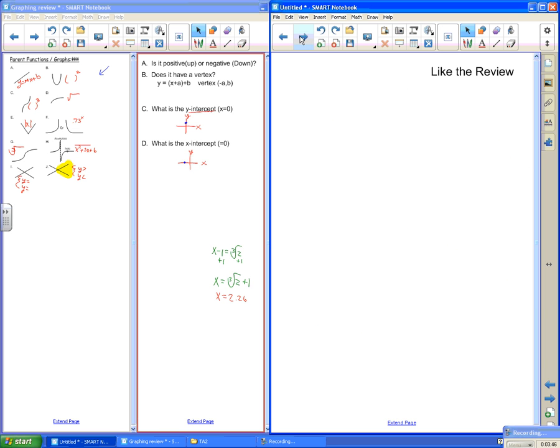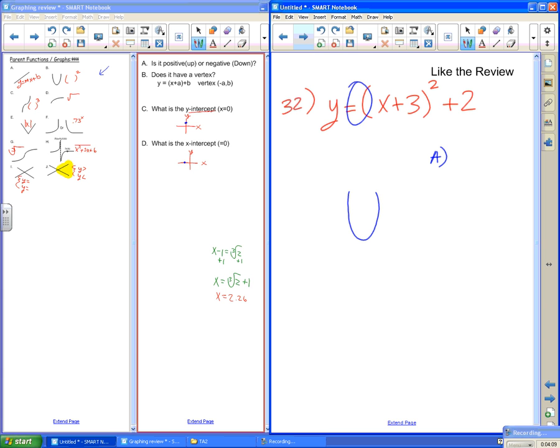This one's going to be like 32. First thing I notice is that it's a square, and squares are u's. So there's my first thing. I notice that it's a u. Is it a positive or is it a negative? Well, right up here, this is always where it's going to tell me. That tells me that it's a positive. So that means it should be up, which it is.